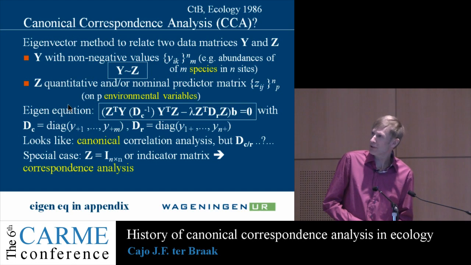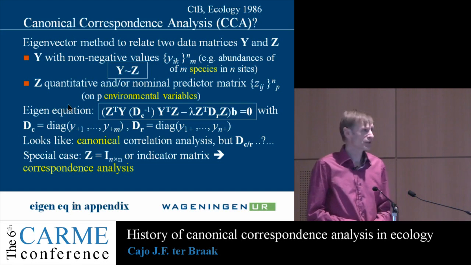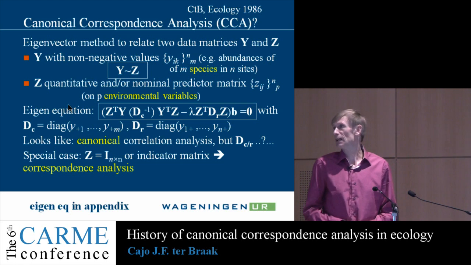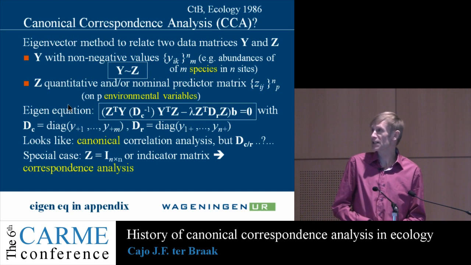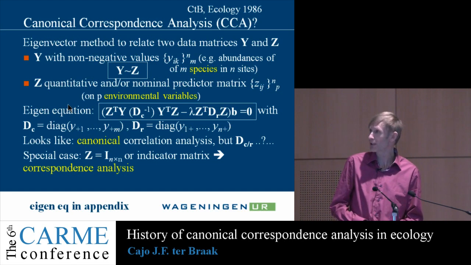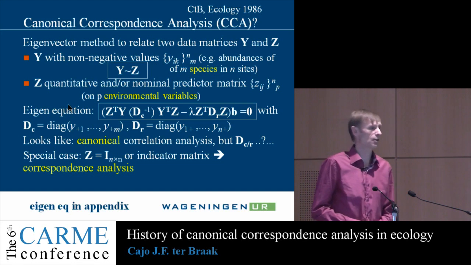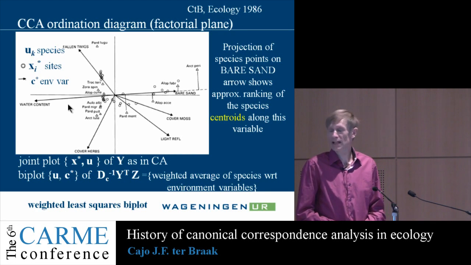If you are clever, you can also see directly 2 special cases, namely that Z equals the identity. Then it boils down to correspondence analysis, and you can also see when Z is an indicator matrix, just one indicator matrix, so one nominal variable, then it also immediately is a canonical correspondence analysis.